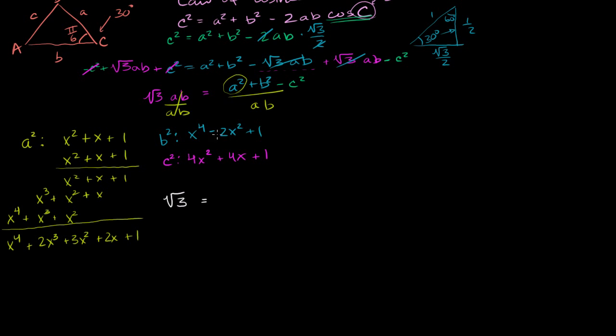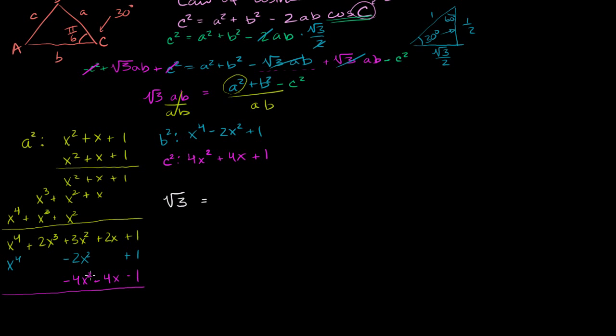It's this thing plus the blue thing plus x to the fourth minus 2x squared. It'll be easier to add them up this way, plus 1. And then it's minus this thing, minus c squared. So this is going to be minus 4x squared, minus 4x, and then you have a minus 1. And then when you add them all up, so this will be the numerator of this expression.